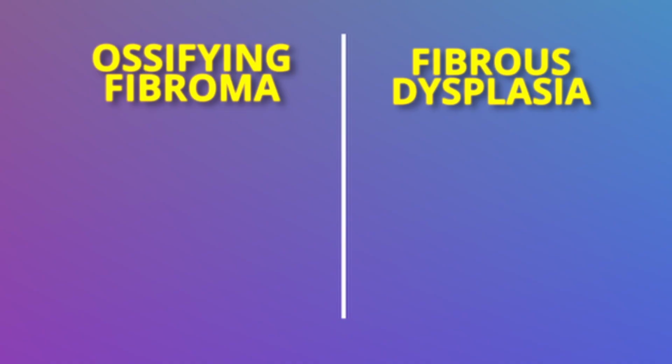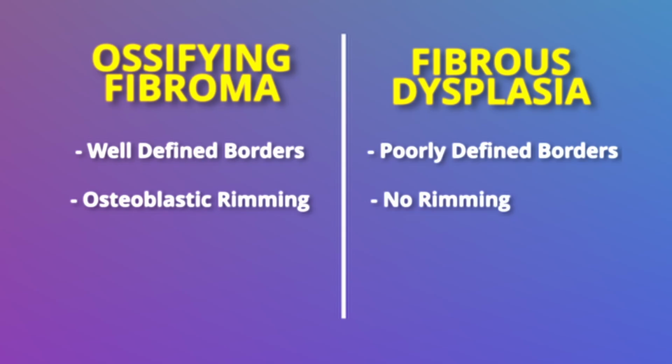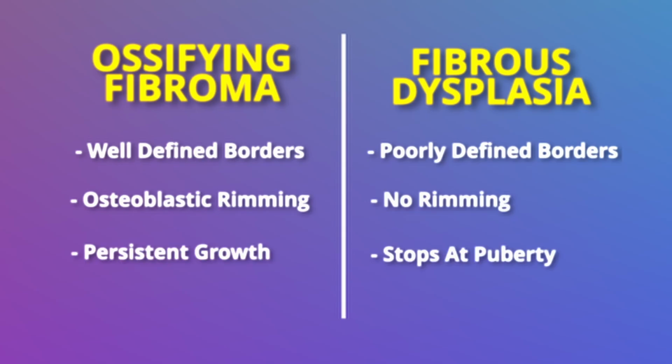The main differential diagnosis is ossifying fibroma. Comparing this with fibrous dysplasia, ossifying fibroma has well defined borders, it has osteoblastic rimming present, and there is persistent growth.